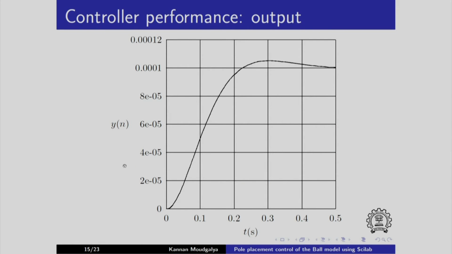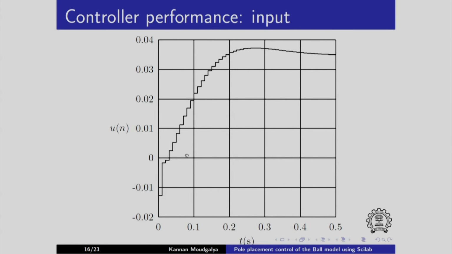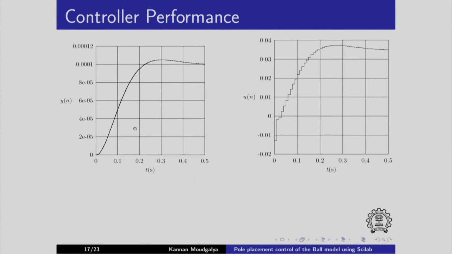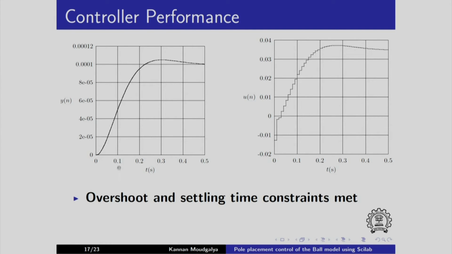This is the plant output. Here is the corresponding controller effort. Both are presented here. Now let us assess the controller performance. You can see that the overshoot and the settling time constraints have been met. Overshoot is of the order of 0.05, it is 1/4 of this distance, so that is okay. Settling time constraint is also met. You see that it settles at about 0.5, which was the other requirement.